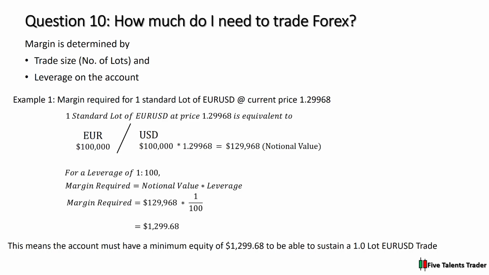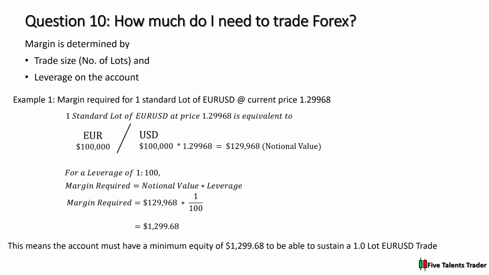For a leverage of 1 to 100, the margin required will be equal to the notional value times the leverage. So the notional value in this case is 129,968 times leverage 1 over 100, which is 1,299.68. This means the account must have a minimum equity of 1,299.68 to be able to sustain a 1.0 lot EUR/USD. So that's one standard lot.